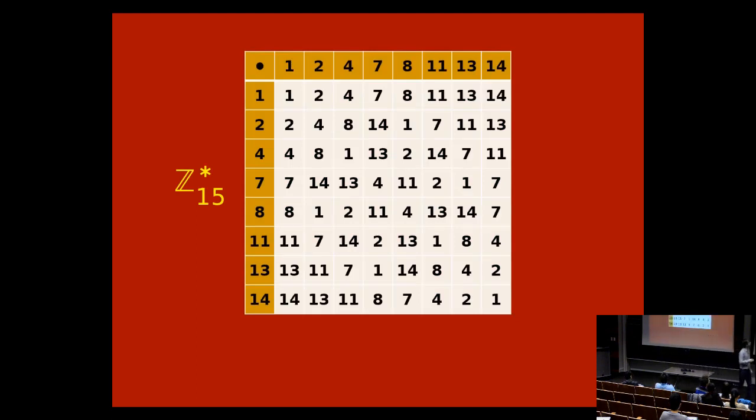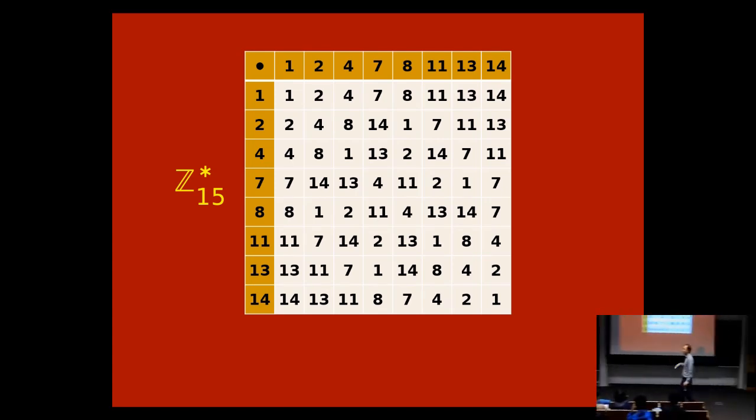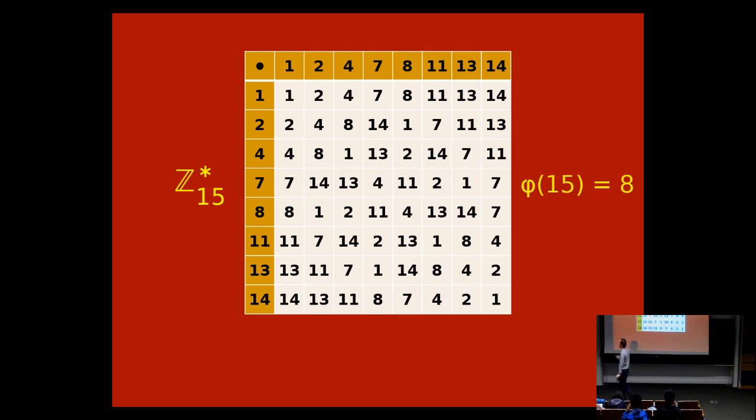Here's a bigger example, Z15 star. I already did the step of deleting all the rows. I took the 15 by 15 table and crossed out all the numbers that had a non-trivial divisor with 15. So what's left is 1, 2; 3 you had to get rid of; 4, 5, and 6 you had to get rid of; 9 and 10 also have common factors, so does 12. So you're left with 8 numbers. And this is the table. You can check, and as you see, they all stay in the set when you do multiplication.